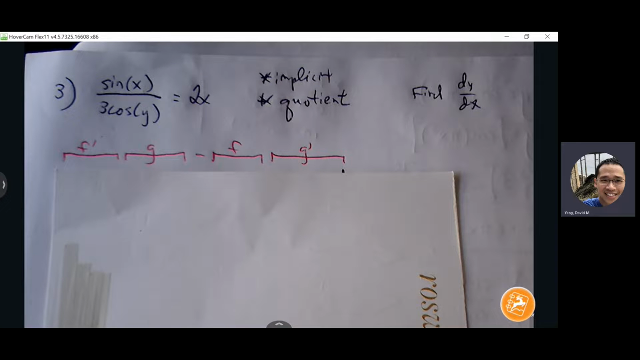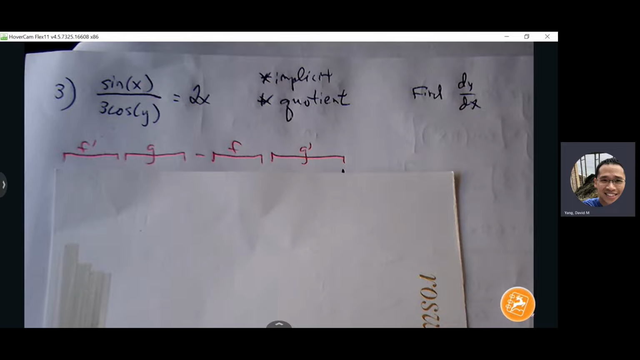Okay, f prime: sine x becomes cosine x. G function, we keep the same, minus f function, we keep the same. G prime, let's talk about g prime here. What does 3 cosine of y become? Negative 3 sine of y times dy dx.